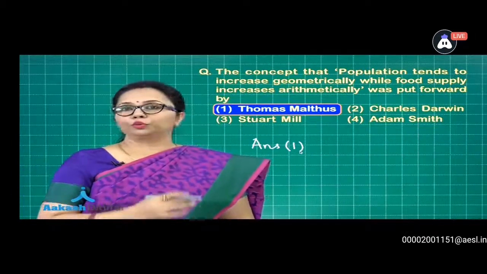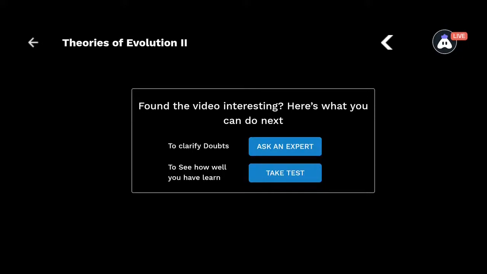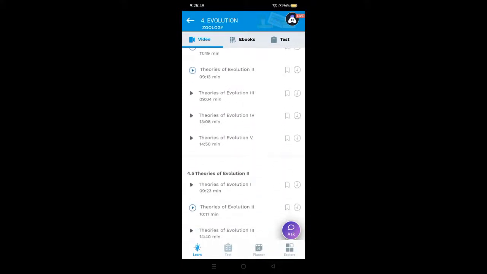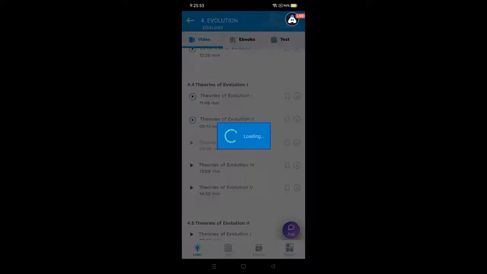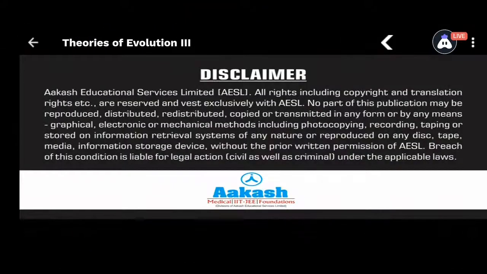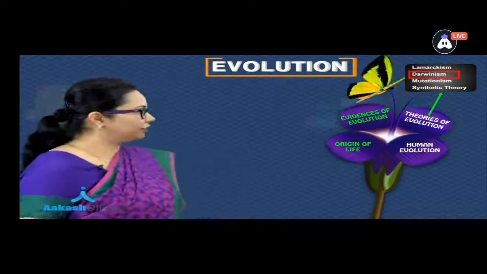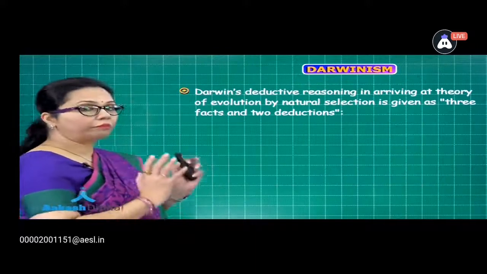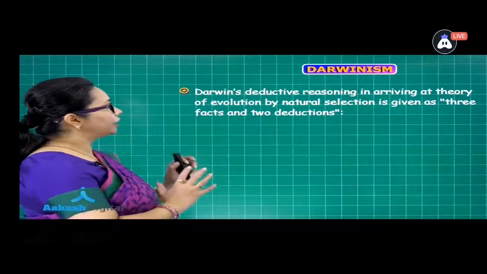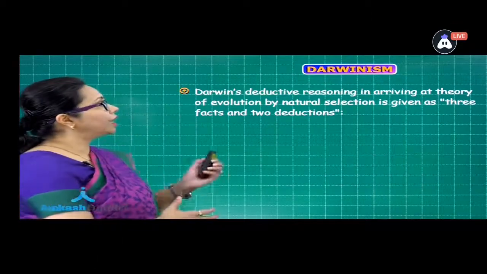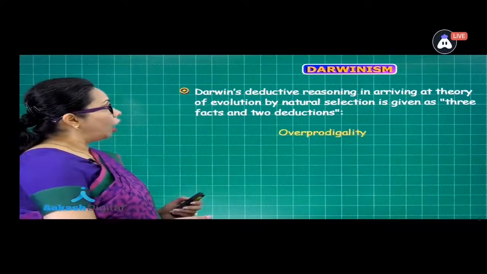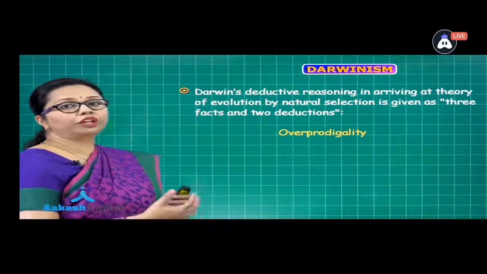So let's move on to Darwinism. Now, let's get into the nitty-gritties of Darwinism. So here, first of all, the entire concept is being arrived at by deductive reasoning, and this entire theory of evolution by natural selection is given as 3 facts and 2 deductions. So starting with this, overprodigality, which literally means overproduction.